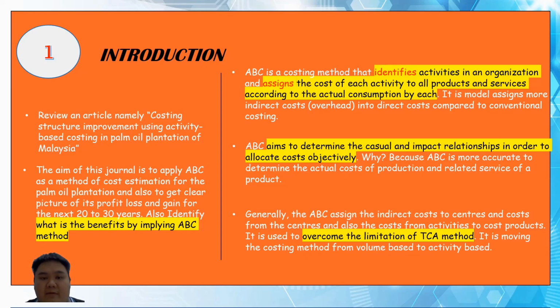Why do companies prefer to use activity-based costing? Because it is more accurate in determining the actual cost of production in the organization. Generally, we can see that activity-based costing is the best method to overcome the limitations of traditional costing accounting.